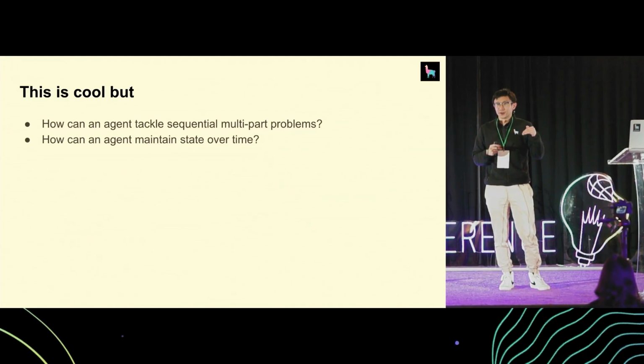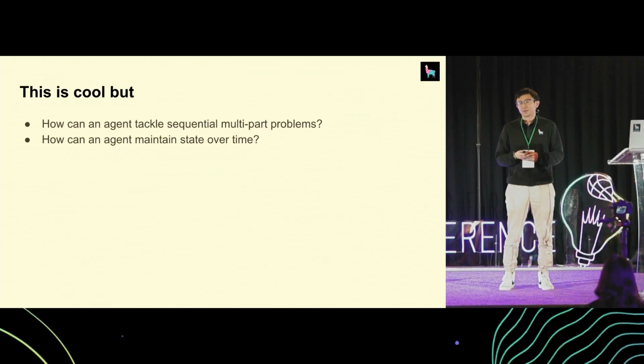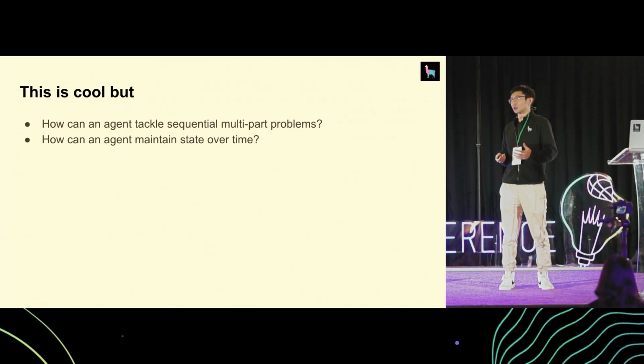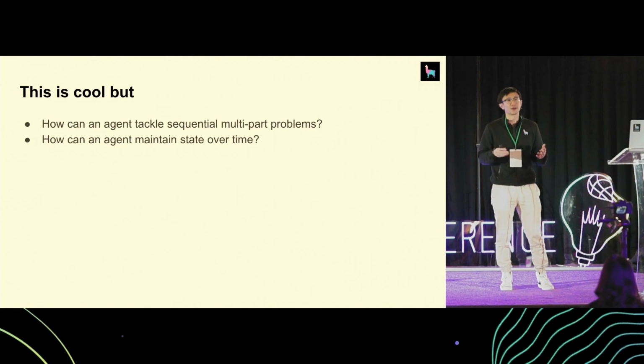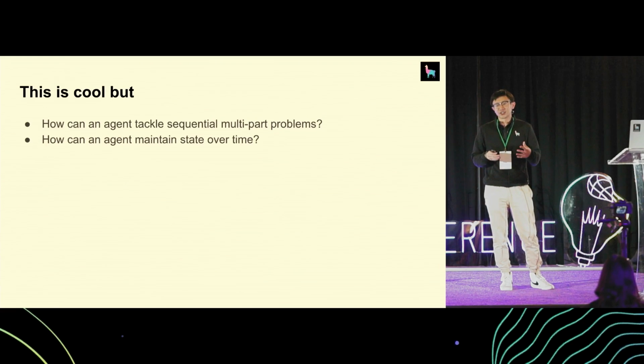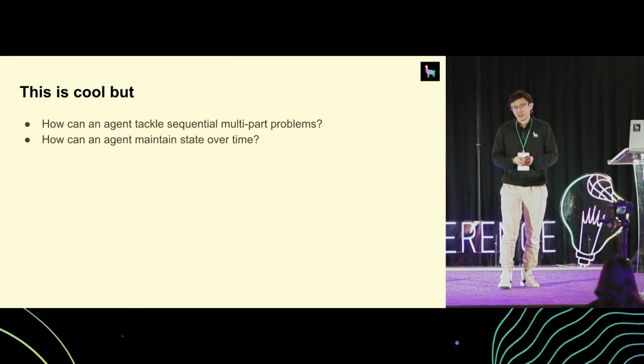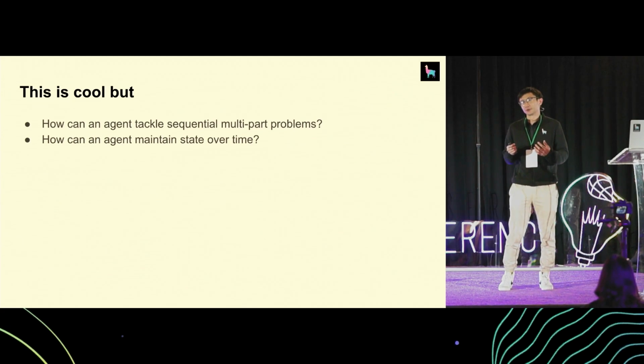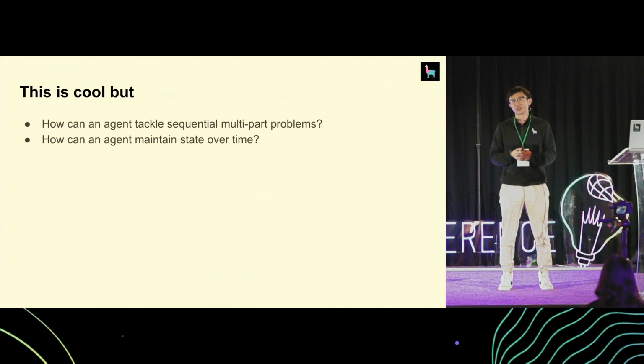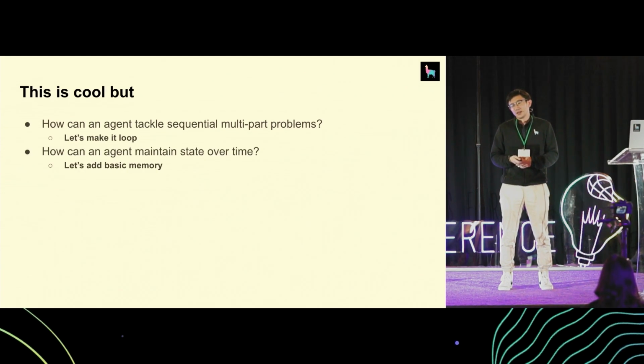So we've talked about a basic agentic pipeline, and this is cool, but how can an agent try to tackle more sequential multi-part problems? We've added some basic reasoning layers that roughly execute in a linear fashion. But how can an agent tackle stuff where it needs to iteratively go back and forth to try to arrive at the final answer? And also, how can an agent actually be stateful, right? How can it maintain state over time so it uses past experiences to also influence how it arrives at a final answer? And so some simple concepts are to try to just add a loop.